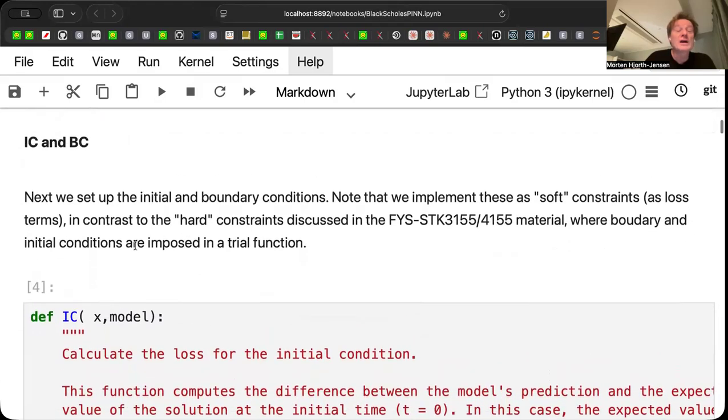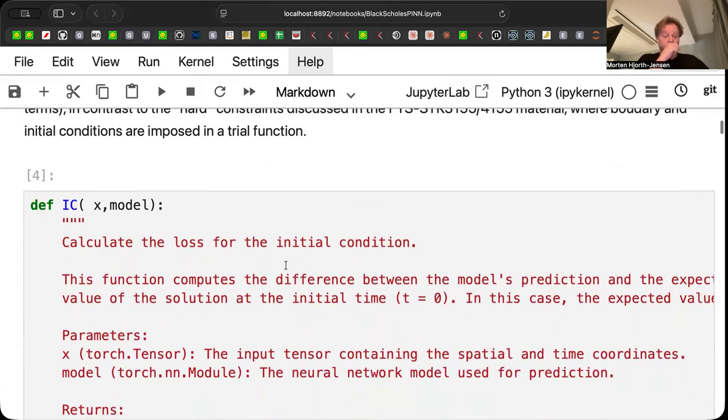So when we then need to look at the initial conditions, we need to set up a corresponding function for the initial conditions and the boundary conditions as well. If you remember back, for those of you who followed Physics SDK 3155, 4155, then we used this kind of hard constraints, which were just hard-coded. If you look back also at the notes which we had on the whiteboard before the break, there you will see that we had actually hard-coded the initial conditions. But now we have much more flexibility in the way we are setting up the initial conditions.